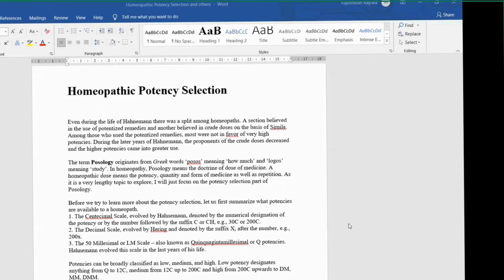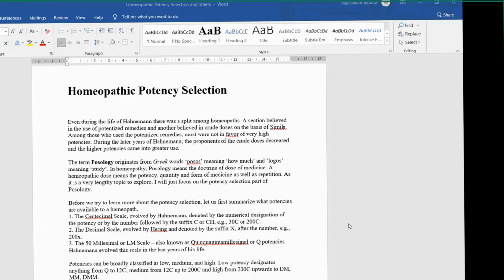The second type is the decimal scale. The decimal scale was evolved by Dr. Herring, and it is denoted by X. So if you are giving 30, then 30x, 200, 200x, and the preparation varies here. How it is prepared is differentiated from the centesimal scale or the other scales.